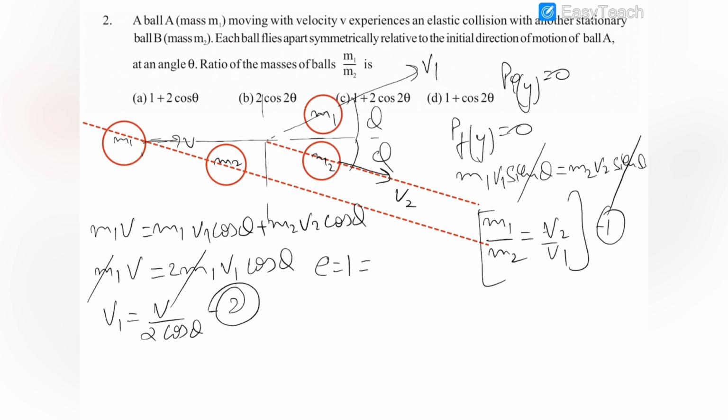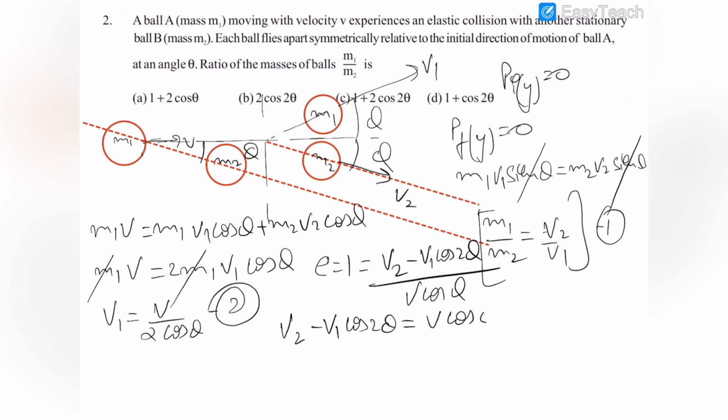So I can write the relative velocity as (v2 minus v1 cos 2θ) divided by the initial relative velocity along the line of impact. The component of this velocity along the line of impact will be equal to v cos θ. So you can see that v2 minus v1 cos 2θ is equal to v cos θ.